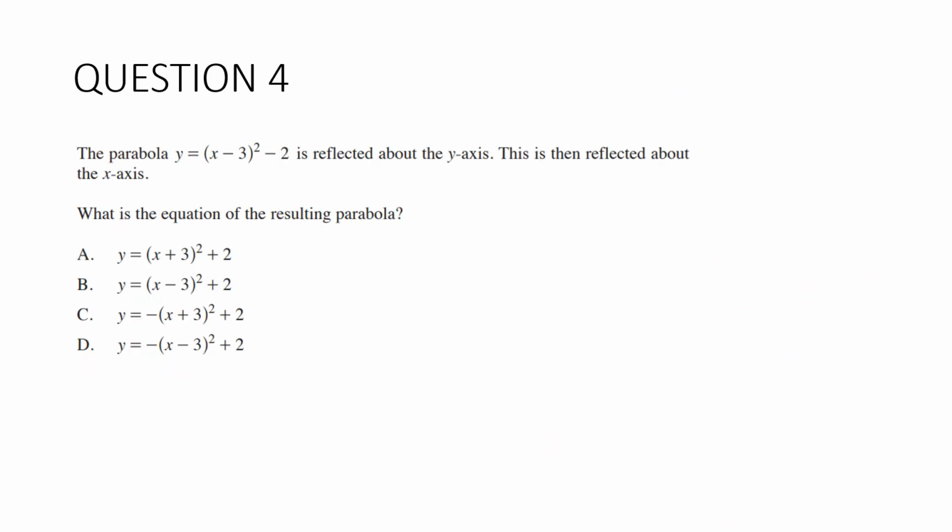Question 4. The parabola y = (x − 3)² − 2 is reflected about the y-axis. This is then reflected about the x-axis. What is the equation of the resulting parabola? You can do this through algebra, or you can do it graphically. It's probably a good idea to look at both of them. So let's have a quick sketch of this. Here we have a turning point at (3, −2), and we've got a positive parabola, so it looks something like this.